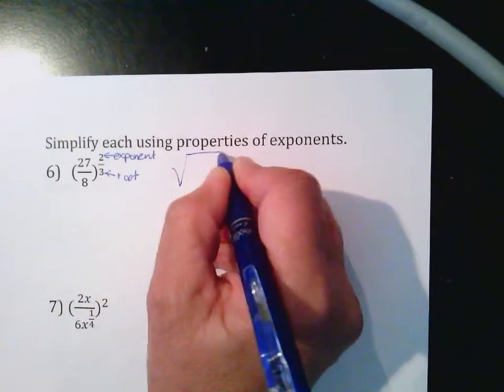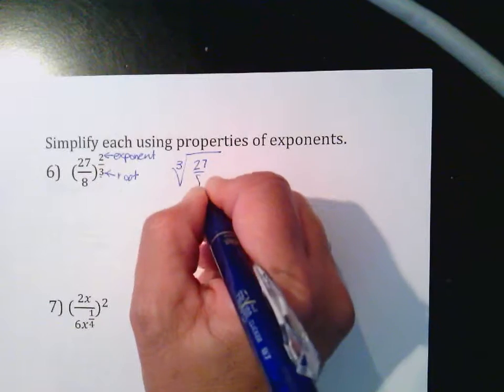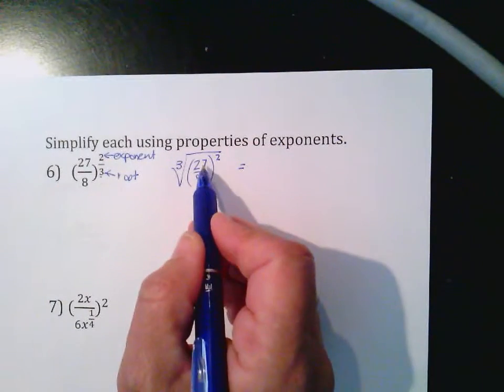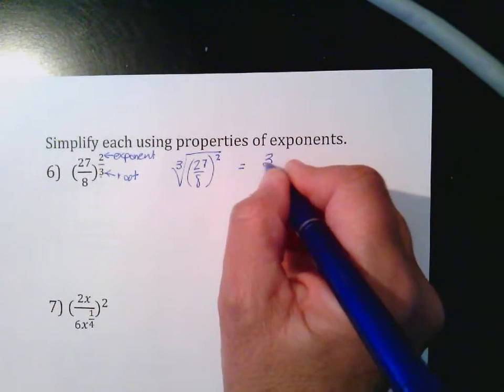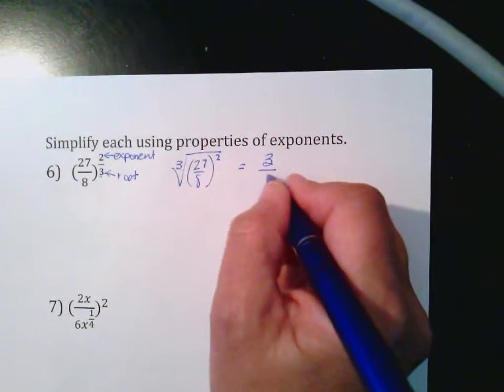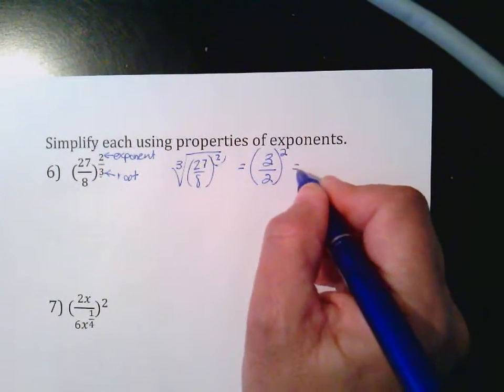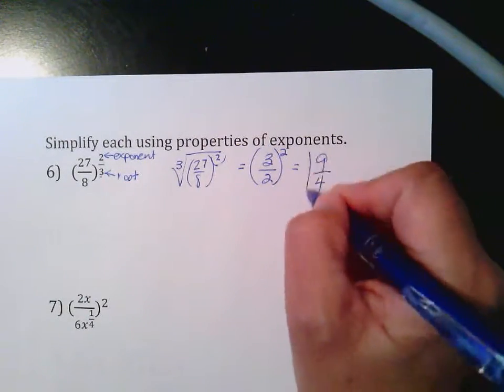So this would be the cube root of 27/8 squared. You do the root part first. So I'm going to take the cube root of 27 and the cube root of 8. Cube root of 27 is 3. Cube root of 8 is 2. And then all of that's being raised to the second power. 3 squared is 9. 2 squared is 4.